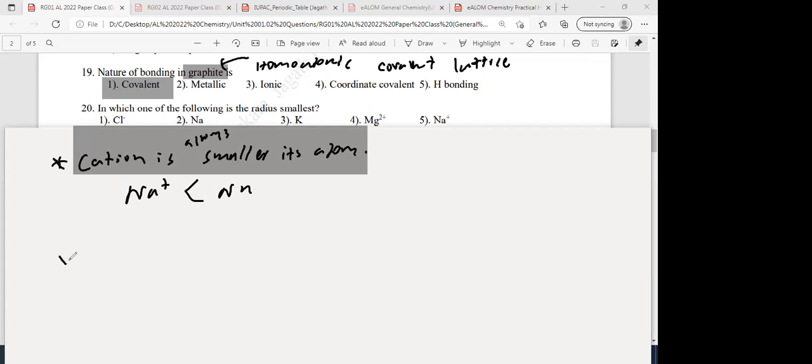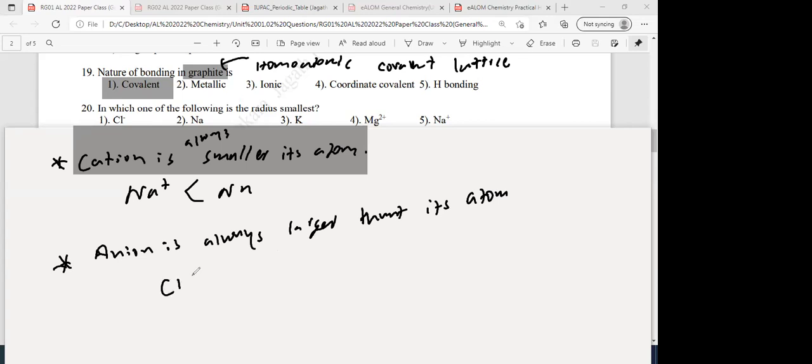Second one you can write, if you take the radius, that is called an anion. An anion is always larger than its atom. Even in the previous one I put always smaller, right? Anion is always larger. Example, Cl minus is greater than Cl.